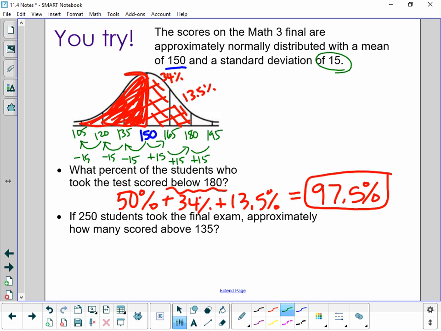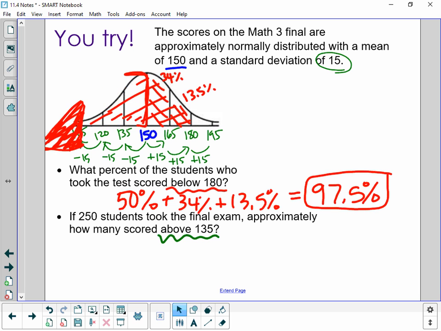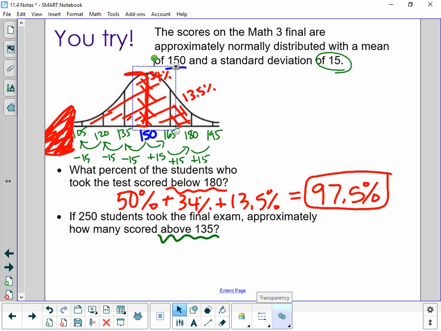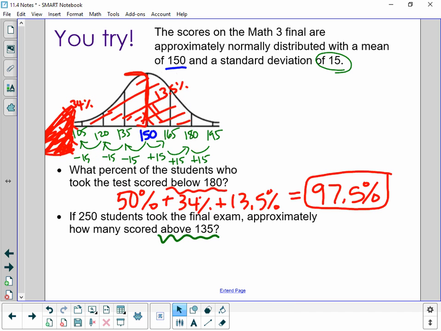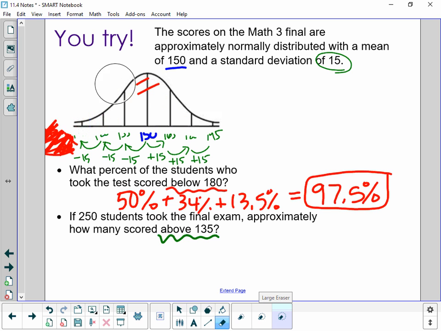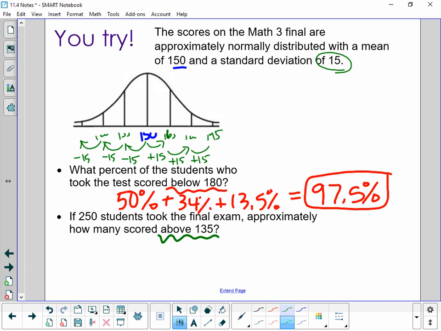Next question says, if 250 students took the final, approximately how many scored above 135? So we're looking at this time above 135. Get rid of, whoa, whoops, I don't want to get rid of that. I want to get rid of the red stuff. Maybe it would be easier to erase. Oh, I erased my numbers. Good going.